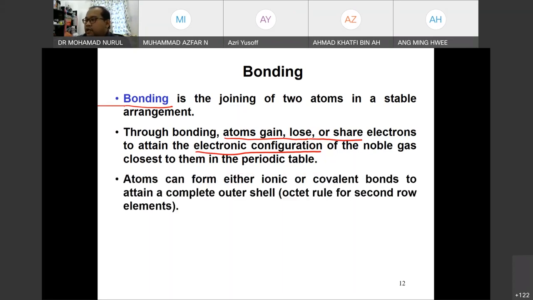Atoms can form either ionic or covalent bonds. Ionic bonding is transfer of charge, like Na plus and Cl minus. This is the ionic. The covalent is sharing electrons, for example CH4. If we convert it to the Lewis structure, it becomes like this.